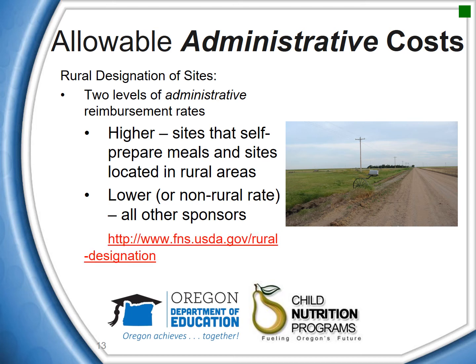The link at the bottom of this slide is to access the FNS Rural Designation Mapper. Using this site address, sponsors may use the mapper to determine if a site may be designated as rural for the purposes of SFSP. See the ODE C&P memo, Rural Designations in the Summer Food Service Program, located on the ODE C&P Summer Food Service Program memo webpage.